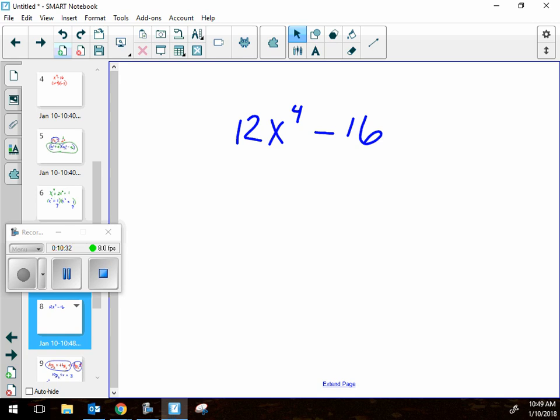Factor it completely. As in, don't just factor it once, factor it all the way.